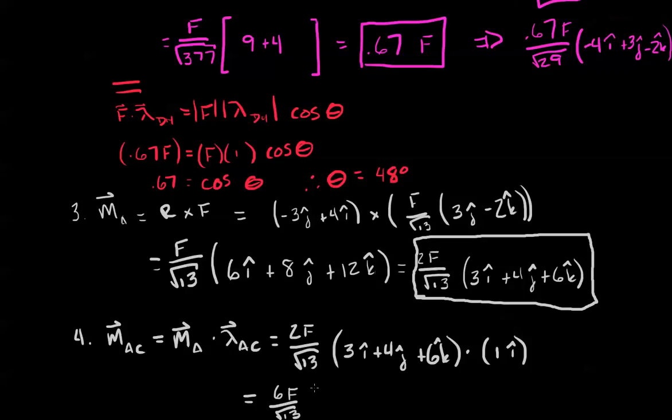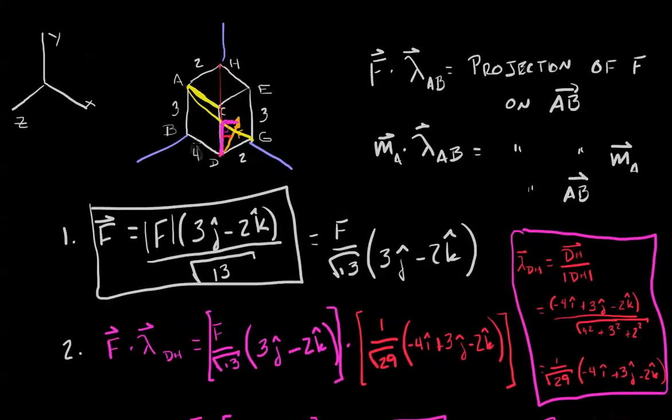Stay tuned. On our next module, we're going to continue and say, what would the moment be if we constrain this block along the AG axis? Go ahead and press play on the next one. When you're ready, I'll talk with you.